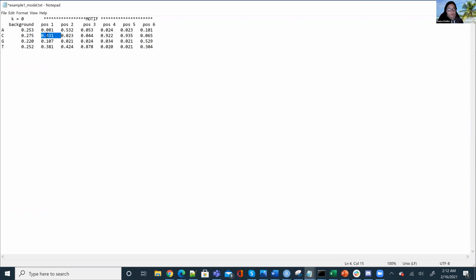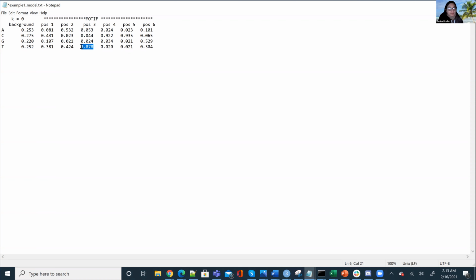So there is a 43.1% probability that the first position in our motif is a C, and a 38.1% probability that position 1 in the motif is a T. Similarly here, it says there's a 53.2% chance that we have an A in the second position in our motif, and next is T, which is 42.4%. So we can see that these all add up to 1.